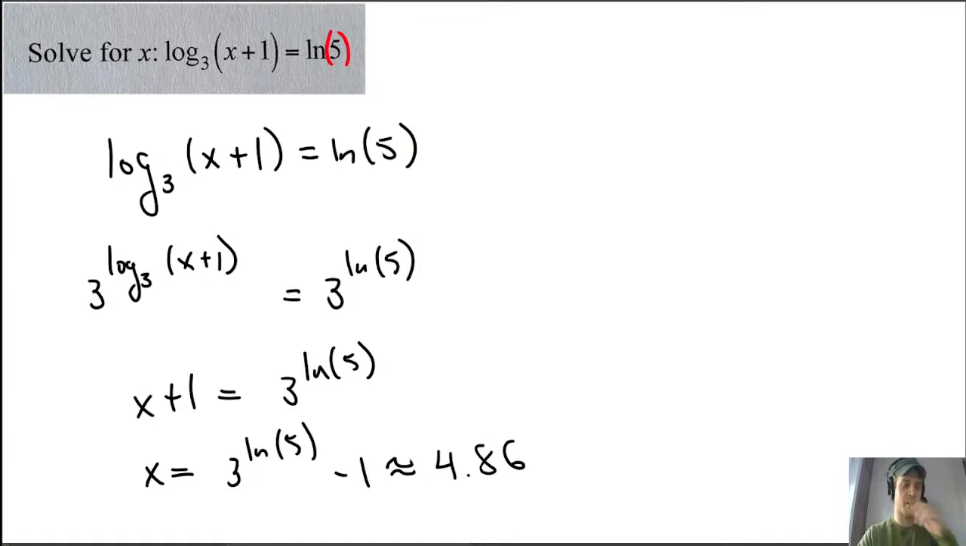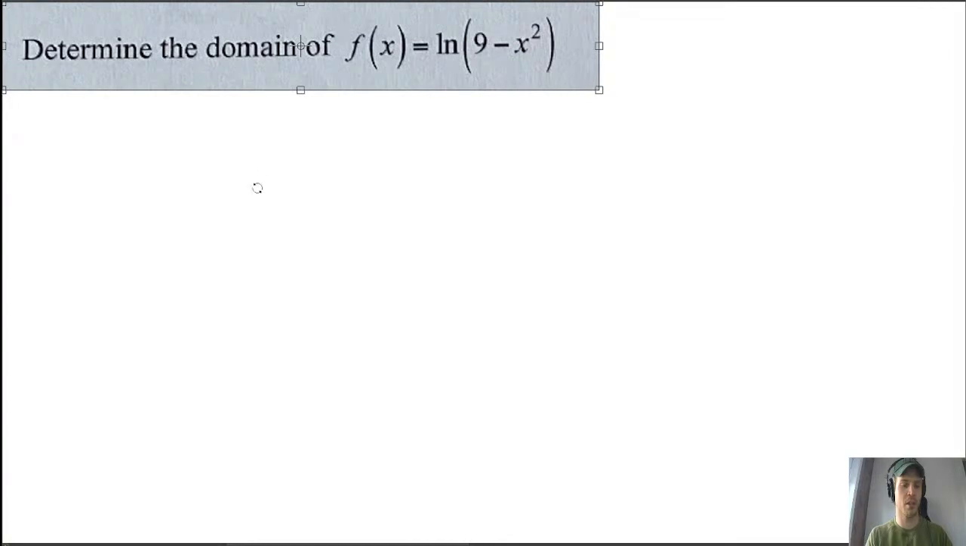Logarithmic functions. All right, so we have our first function. Let me clear these tabs. Some of those are not even from this worksheet, and import this image. So this is number one from our worksheet that we're working on today. Let's expand this a little bit. Okay, so determine the domain of the function log of 9 minus x squared.